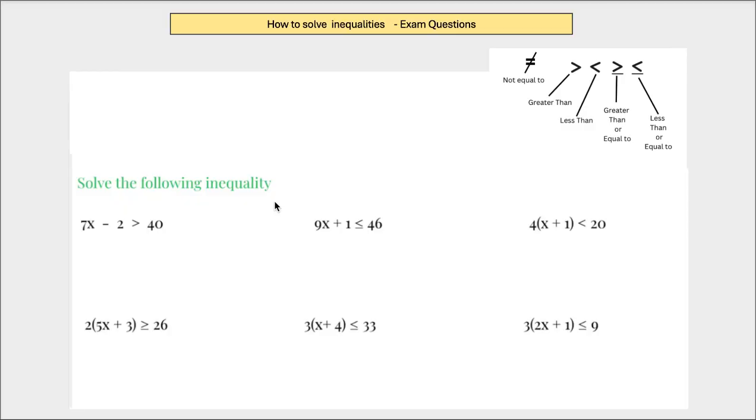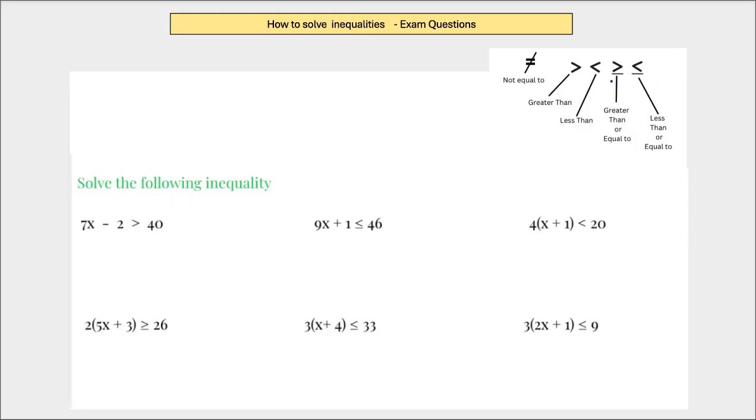This video is going to give you an introduction into solving inequalities in algebra style. These are possible exam questions for the beginning of a higher paper and the latter part of a foundation paper. So, inequalities. You will know by now what an inequality is if you are looking at these type of questions.